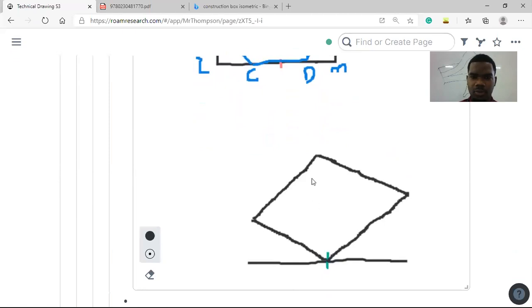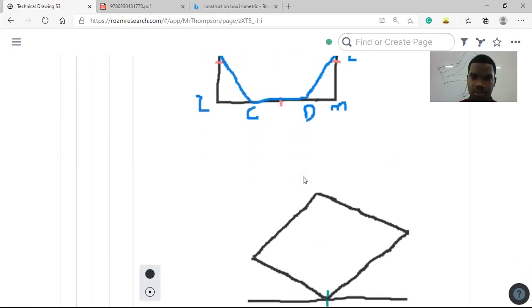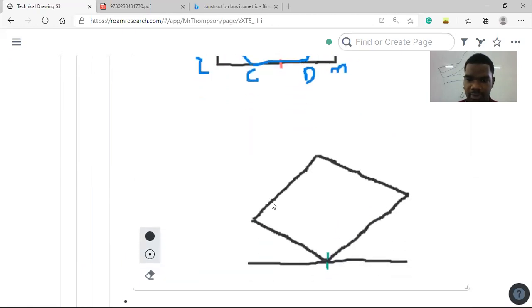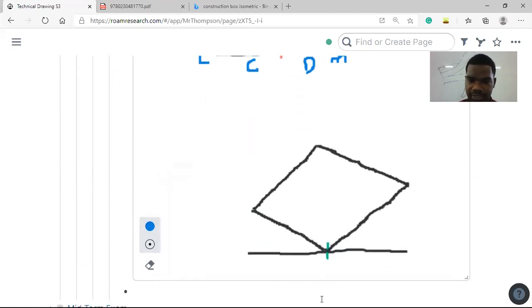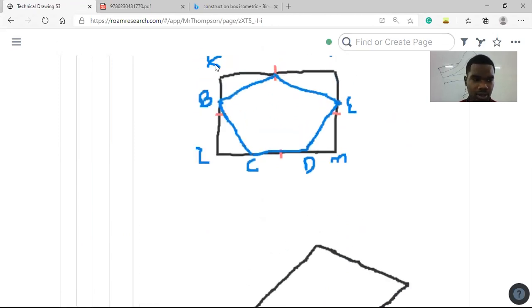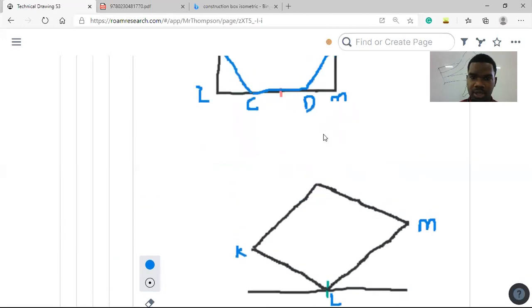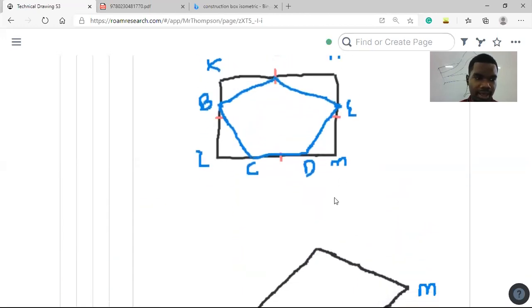Now the next step, we're going to put this pentagon on the shape. So we're going to put point C some distance away from L. Because remember, this point right here is our L. This point way out here is going to be our point K. This point all the way out here would be M, and this point all the way out there would be what letter? N.